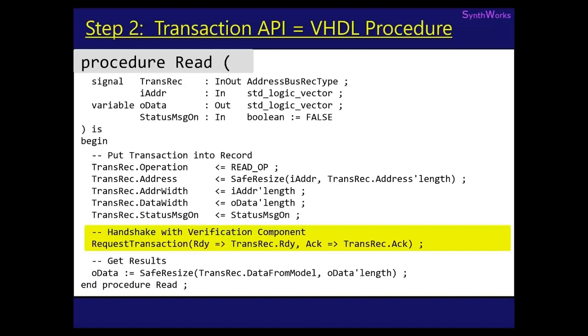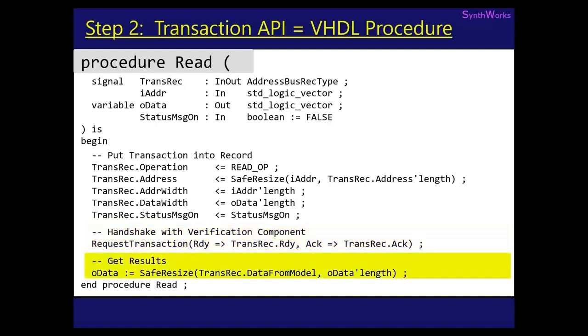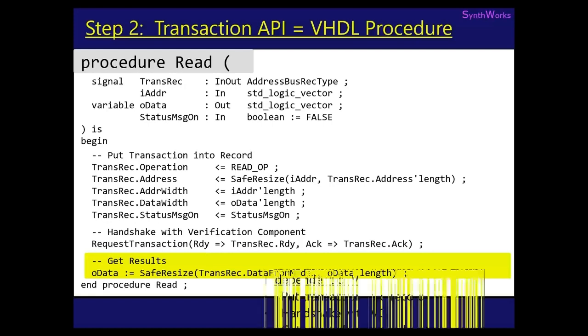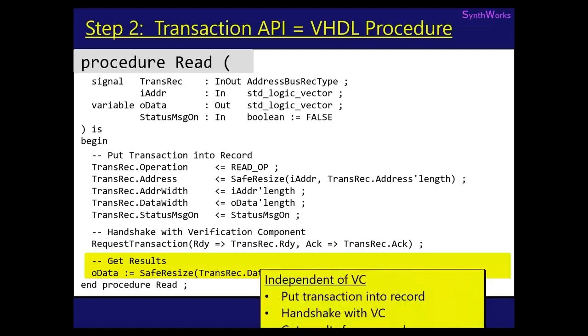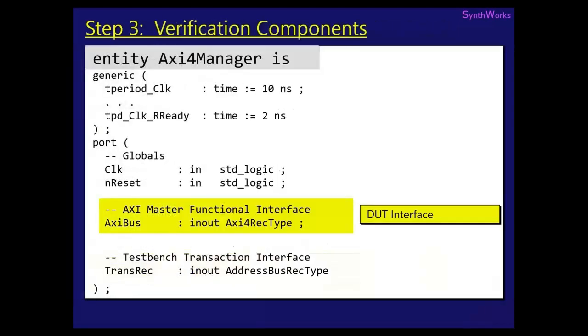That might be multiple clocks going by, but that could just be delta cycles going by. Okay. And then in this case, multiple clocks did go by, the operation finished, we get our data back. Okay, so we return results. We grab things from the record and return them as our results. So independent of verification component, we're putting things into the record, we're handshaking with the verification component, and we're getting the results from the record. So independent of the type of verification component it is. Okay, so we don't care if it's a UART or if it's AXI stream, it's the same abstract thing that we have here.